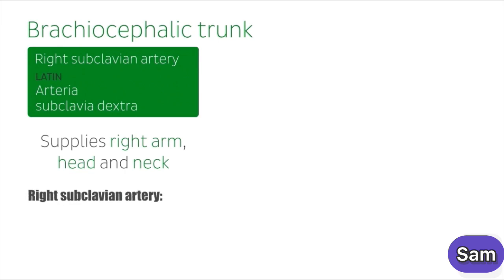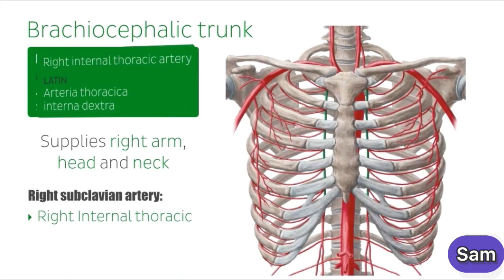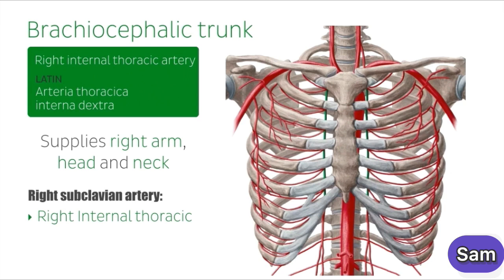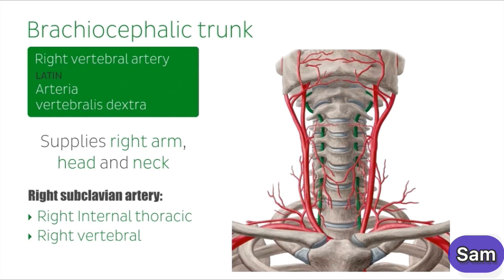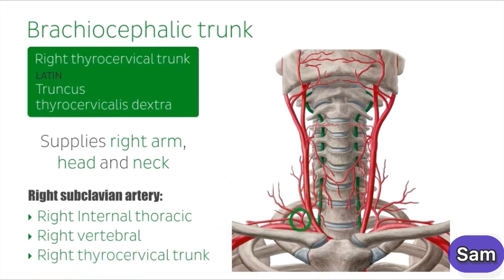And the right subclavian artery gives rise to three of its own branches. The right internal thoracic artery, which subsequently gives off thymic, mediastinal, and anterior intercostal branches, in addition to the pericardiophrenic and musculophrenic arteries of the right side. The right vertebral artery, which together with the left vertebral artery forms the basilar artery, supplying the posterior portion of the circle of Willis. And the right thyrocervical trunk, which gives off the ascending cervical, the inferior thyroid, the dorsal scapular, and suprascapular arteries of the right side.